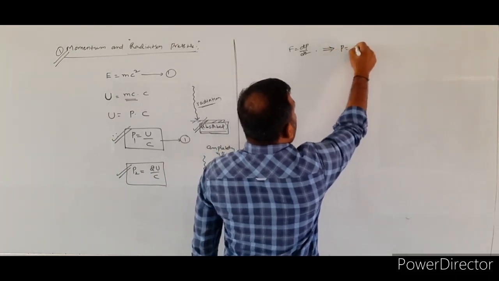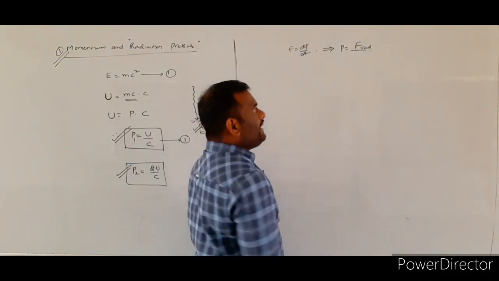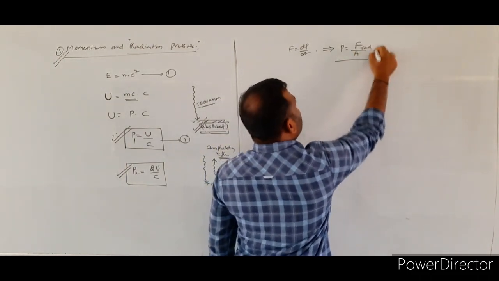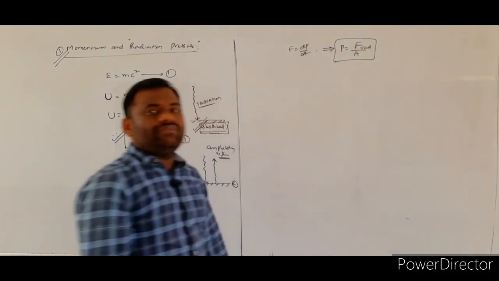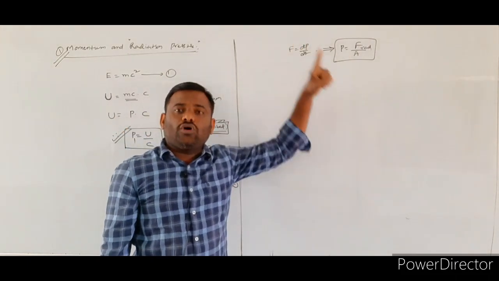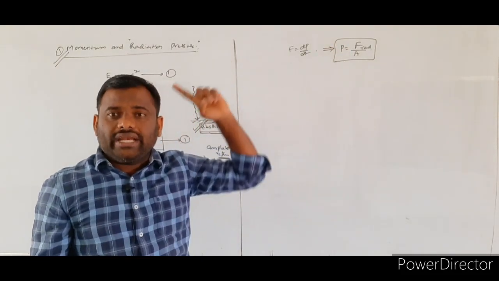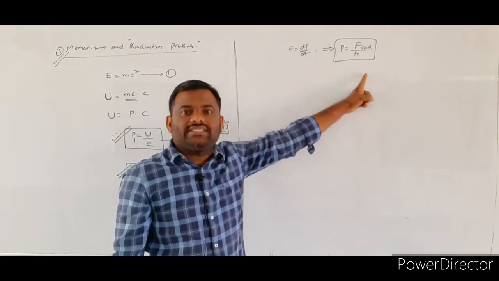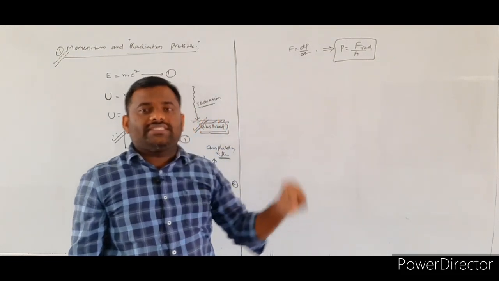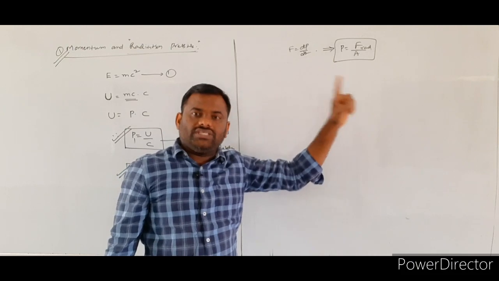Pressure formula is equal to what? Force exerted by the radiation over the given unit area of cross section. So how can we define the radiation pressure? The force exerted by the electromagnetic radiation per unit area of cross section will be defined as radiation pressure.